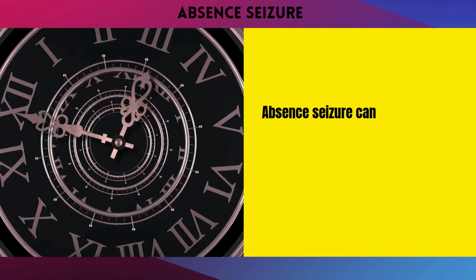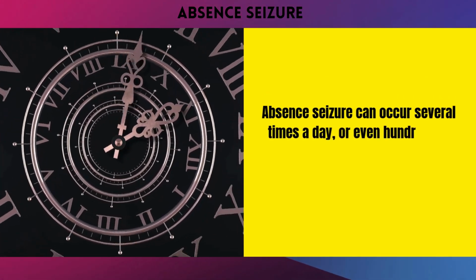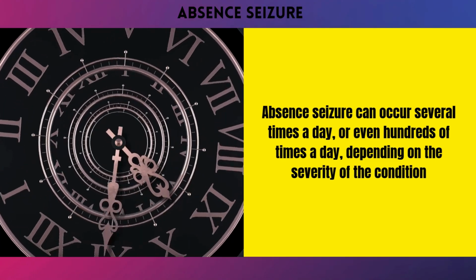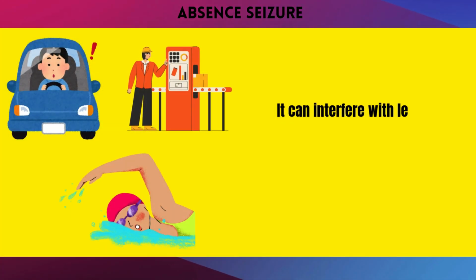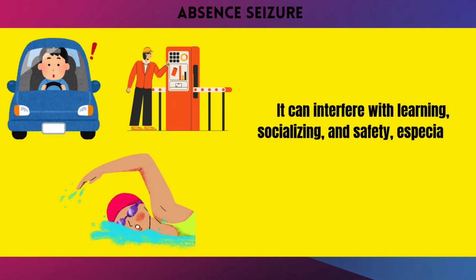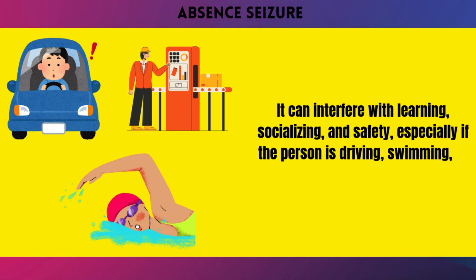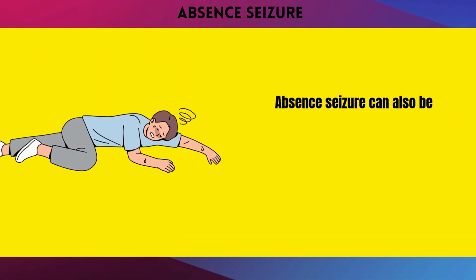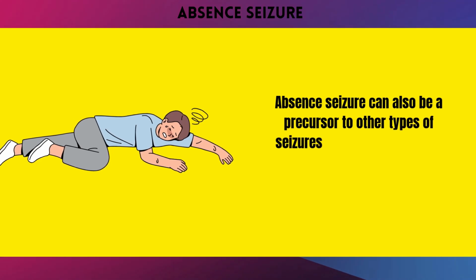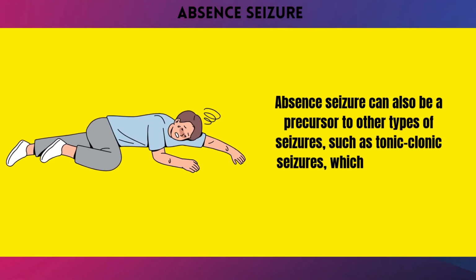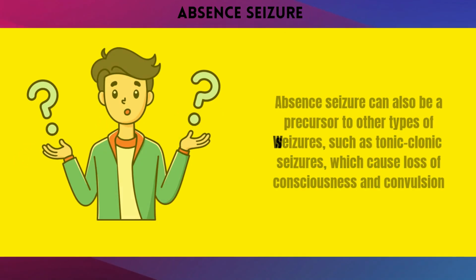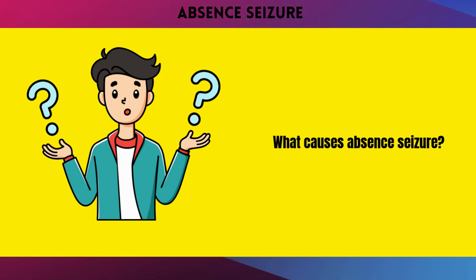Absence seizure can occur several times a day, or even hundreds of times a day, depending on the severity of the condition. It can interfere with learning, socializing, and safety, especially if the person is driving, swimming, or operating machinery. Absence seizure can also be a precursor to other types of seizures, such as tonic-clonic seizures, which cause loss of consciousness and convulsions.